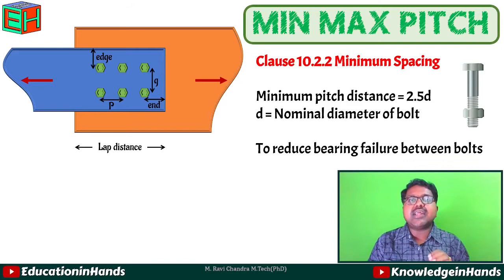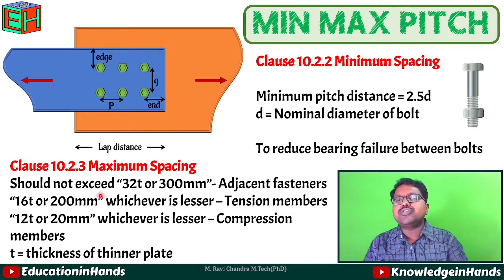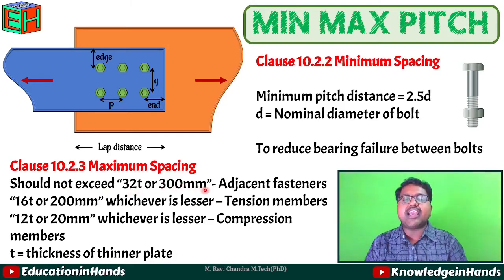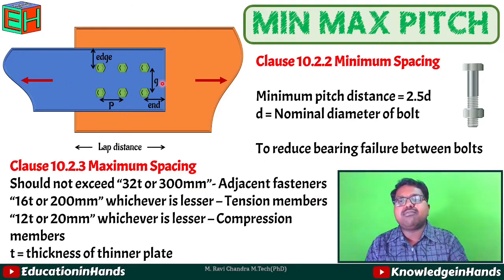Then if we see the condition for maximum pitch, according to clause 10.2.3, it should not exceed 32 T or 300 mm for adjacent fasteners. Whenever we consider two adjacent fasteners in the direction of load or perpendicular to the load, it should not exceed 32 T or 300 mm, whichever is minimum, where T is the thickness of the thinner plate.